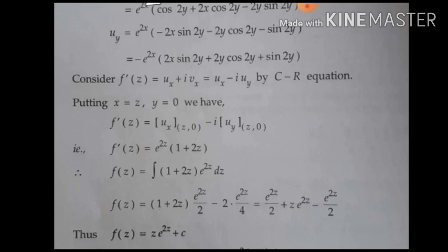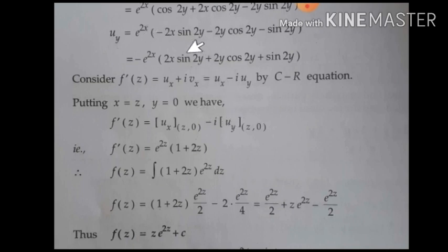e to the power of 2z, cos 2y, y is 0. So cos 0 is 1. Here 2z cos 0 is 1. But here sin 0 is 0, so this term you will not get. So e to the power of 2z, 1 plus 2z, and minus i into uy.